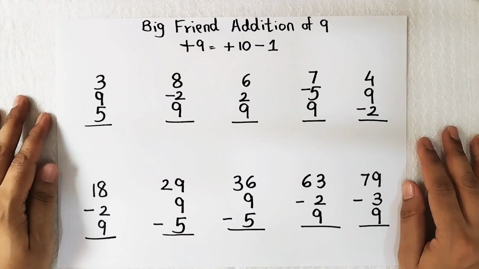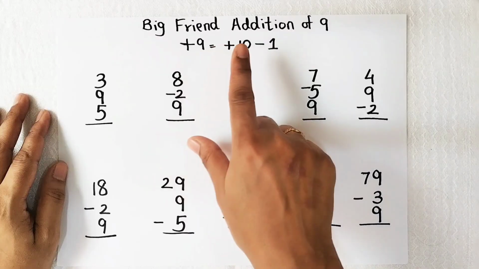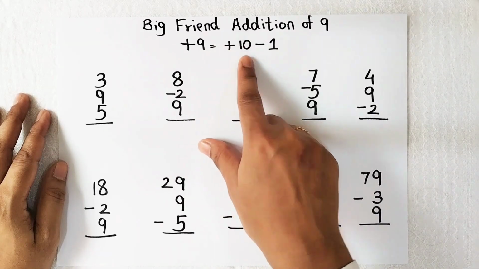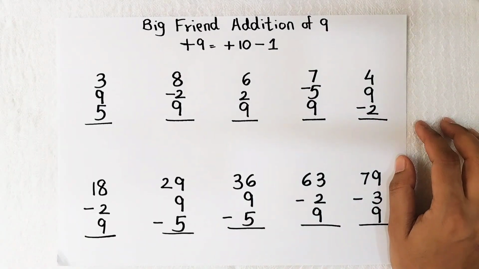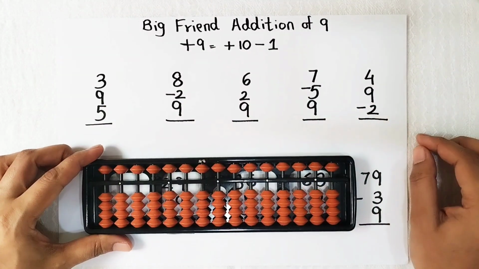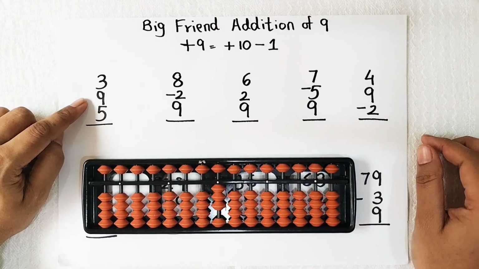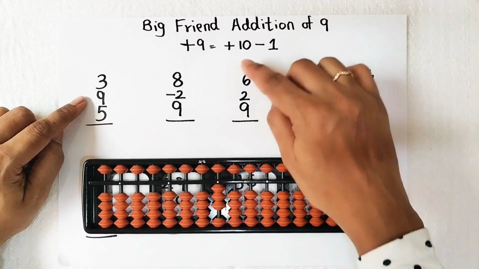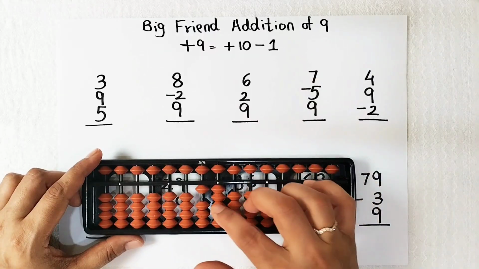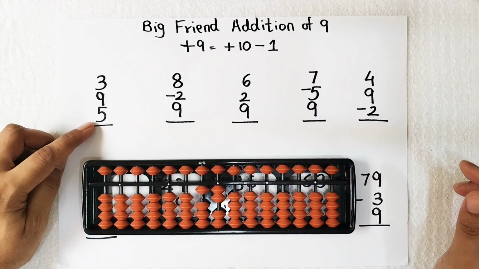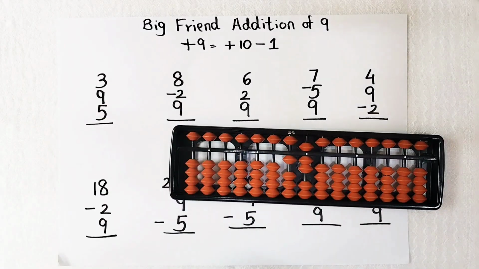Let us solve these sums using the big friend addition of 9. So for adding 9, first we need to add the 10 and less 1. That is, 9's friend is 1. The first one, 3 plus 5, add 9. The formula says add the 10 and less 1. Add 5. Okay. So my answer is 17.